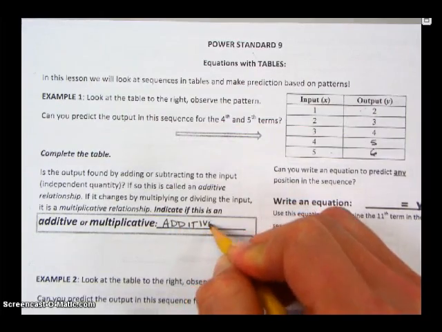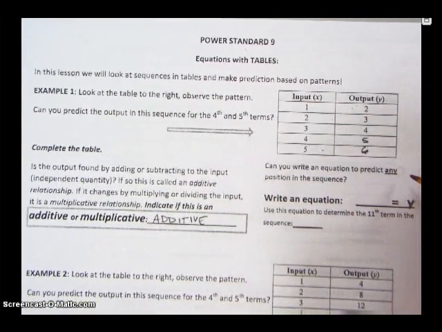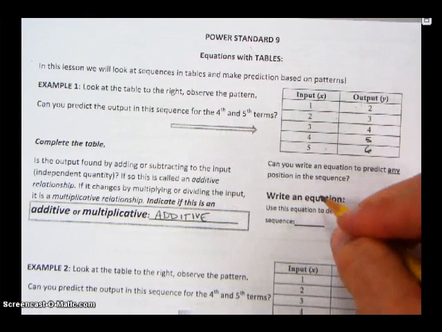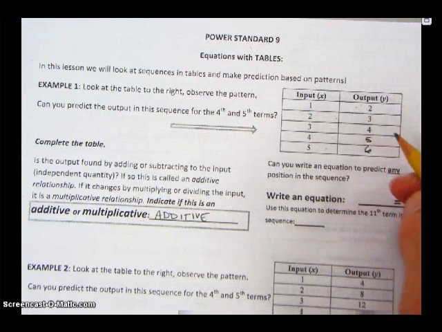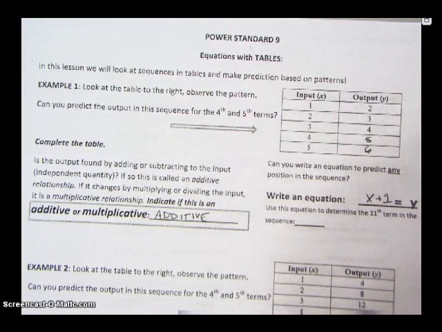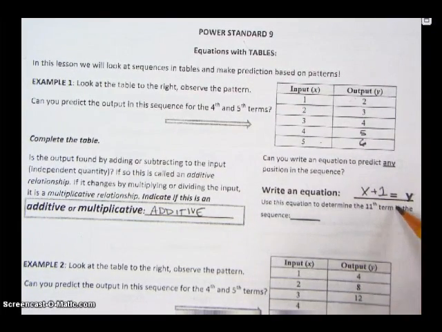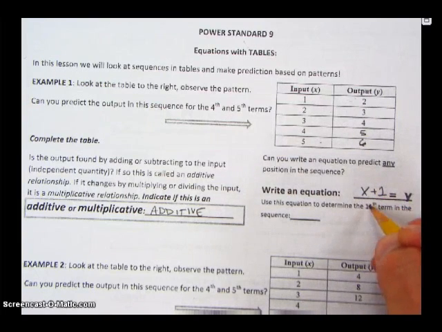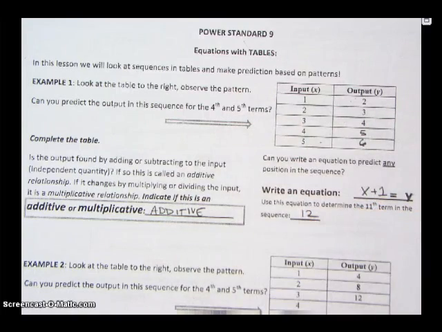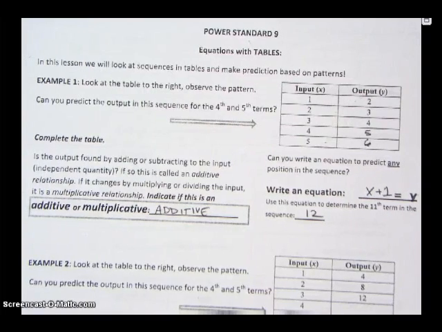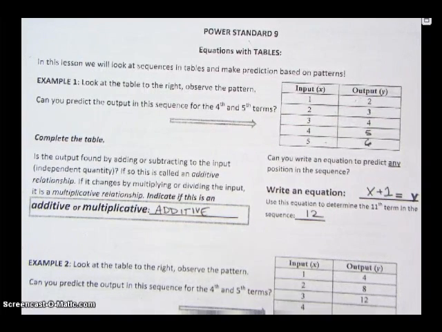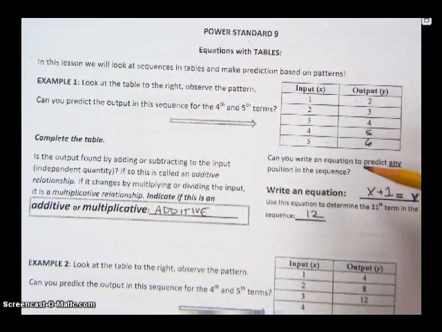All right. So can you write an equation to predict any position in the sequence? Let's write that equation. In every single one of these, it was a change of +1. So all we need to do is write x plus 1 equals y. Now you're going to see this on some tests. It says use this equation to determine the 11th term in the sequence. What that means is, what if x was 11? Well, if x was 11, y would be 12. And that is an example of an additive relationship equation. Again, it could also be a situation where you're subtracting.